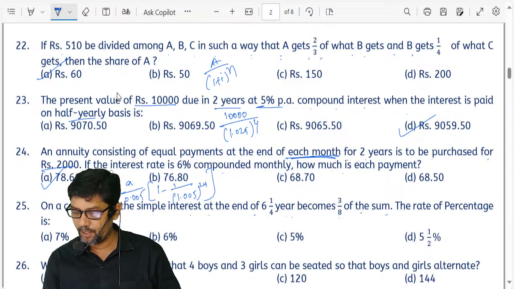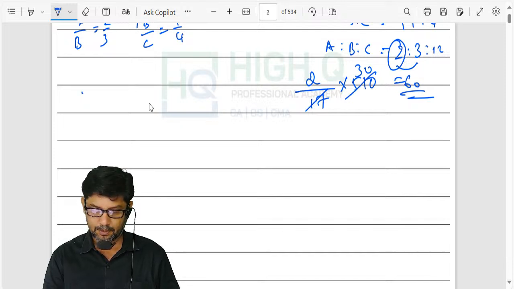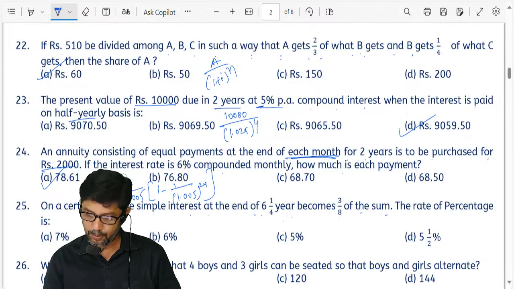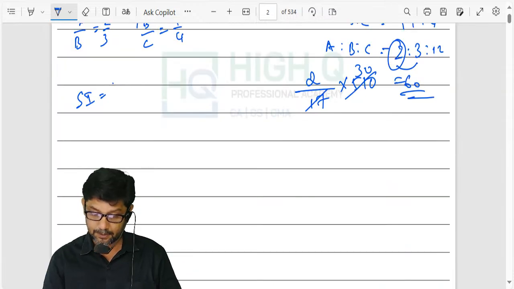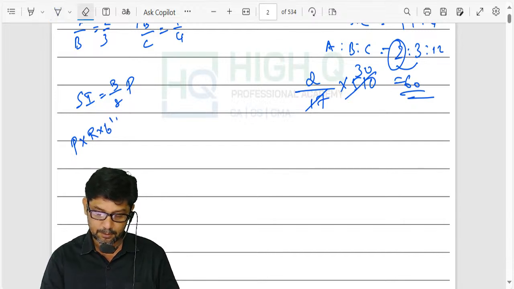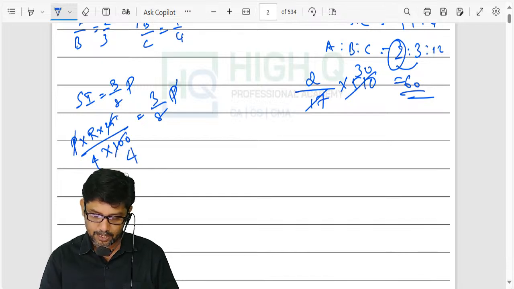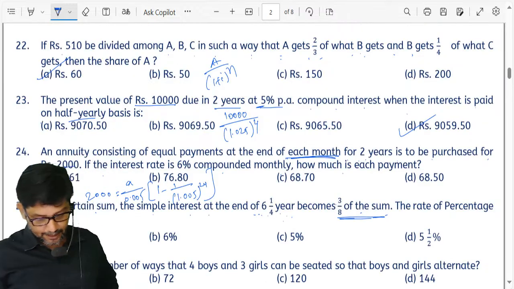Next. On a certain sum, the simple interest at the end of 6 1/4 years becomes 3/8 of the sum. Look at this, my dear. Simple interest is equal to 3/8 P. So PRT by 100, where rate of interest is to be found out. What is T? 6 1/4, that is 25/4. 25/4 into R by 100 is equal to 3/8 P. P gets cancelled. 25 4s are 4 4s are 16. Am I right, my dear? R is equal to 6. 6% is the right answer.